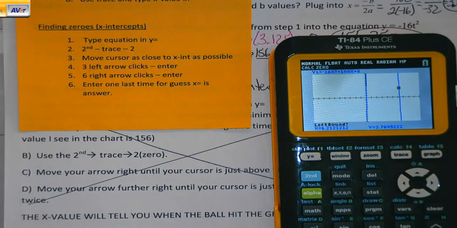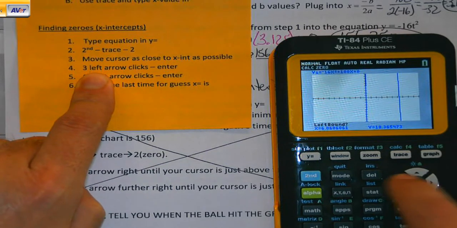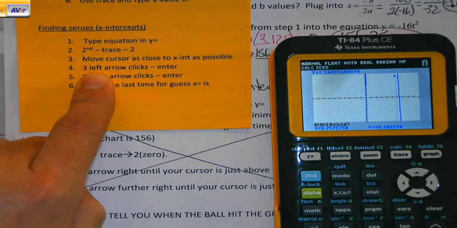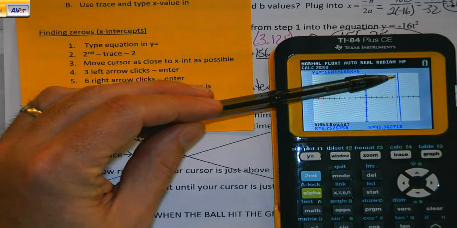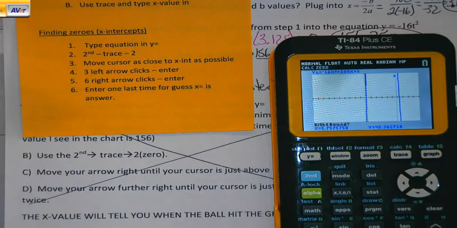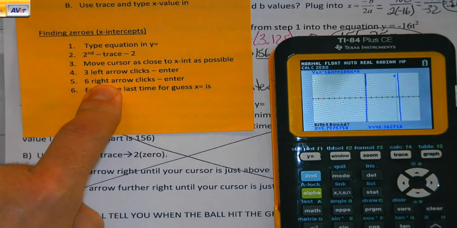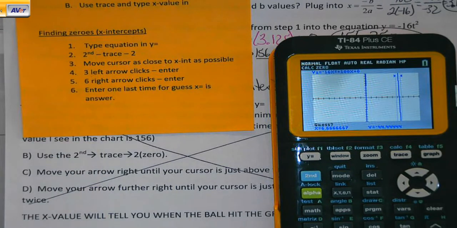So once I get there, notice, don't hit enter or anything yet. Number 4. 3 left arrow clicks. 1, 2, 3, and hit enter. You'll notice there's this little tiny arrow and this really faint dotted line there. What we're doing is creating a border. We're going to trap this x-intercept in. So to get our other border, we're going to go to the right. 1, 2, 3, back where I started. 4, 5, 6. Again, even if it disappears from the screen, it's okay.